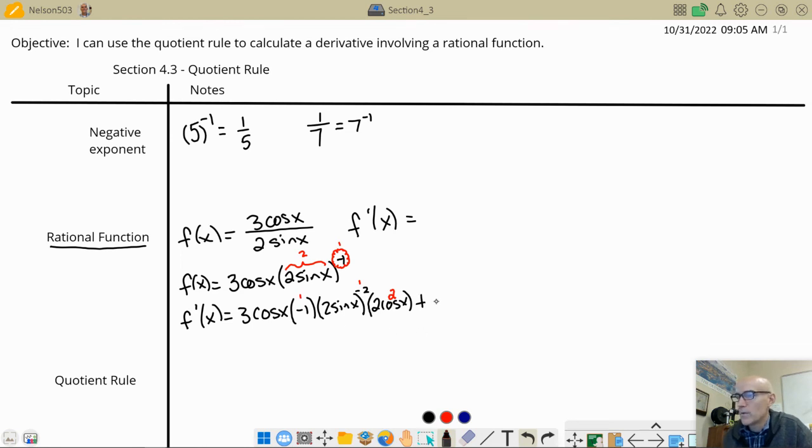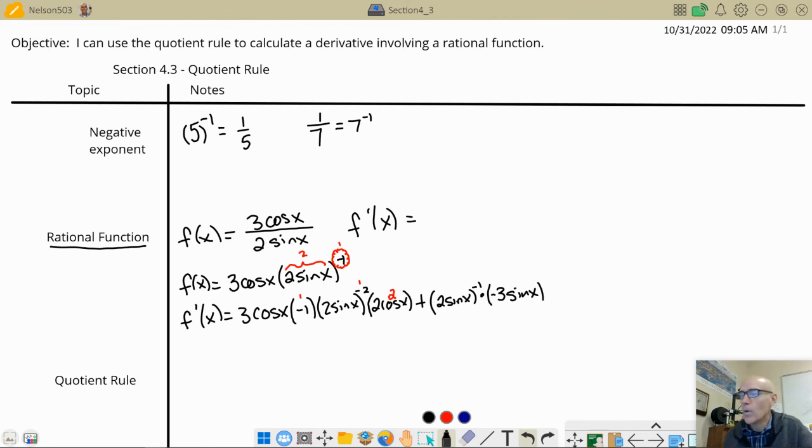Now the product rule, okay? So I recopy the second function, don't do anything to it. So that's 2 sine x to the negative 1 power, right? And I'm going to multiply that by the derivative of the first function, which is just negative 3 sine x.